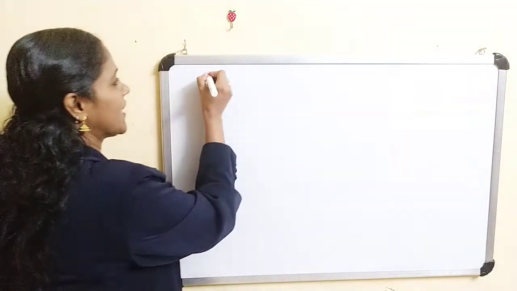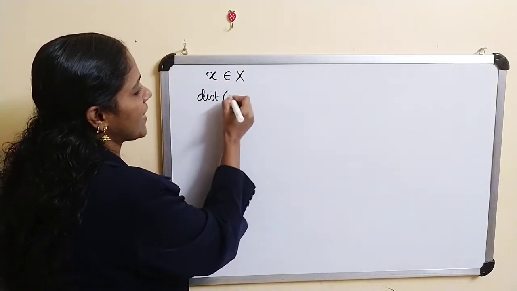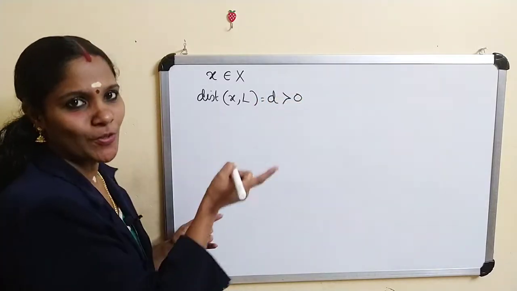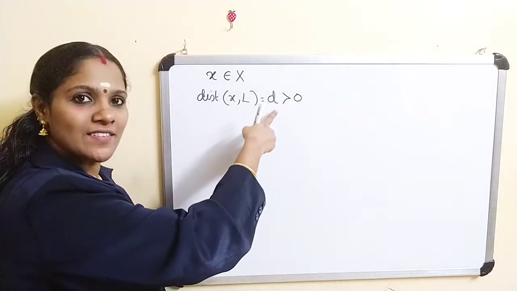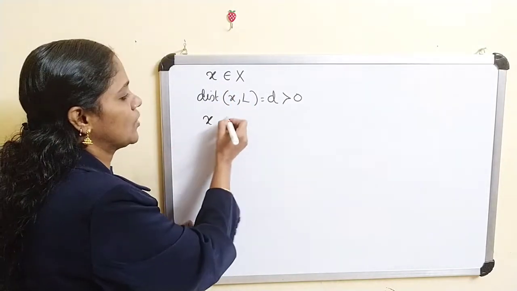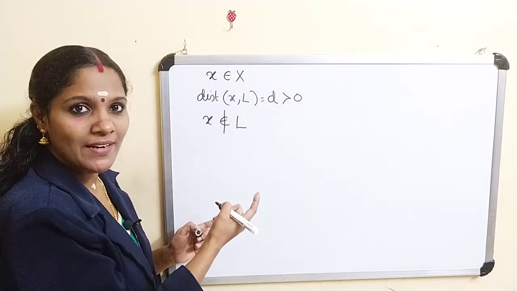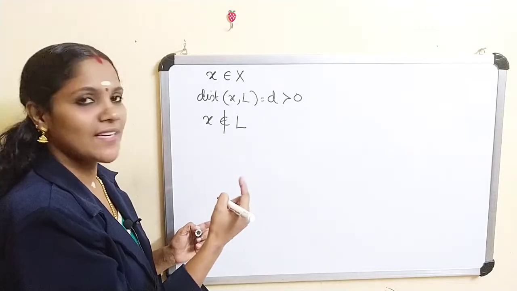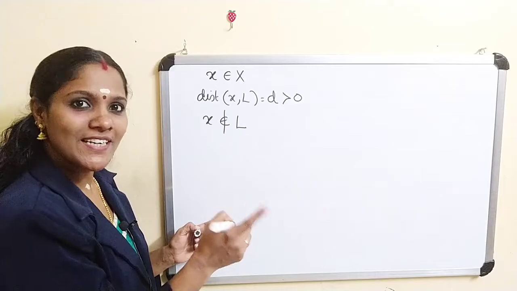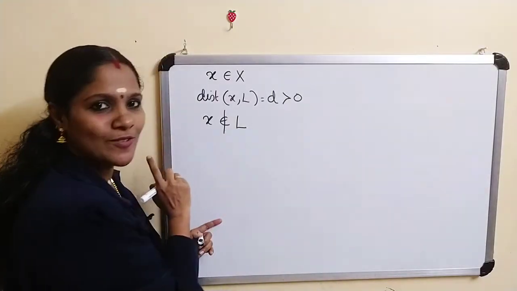So x belongs to X and distance between x and L equal to d, and d must be greater than 0. Then clearly we can conclude that x does not belong to L. If x belongs to L, distance between x and L must clearly be 0. And x does not belong to L.